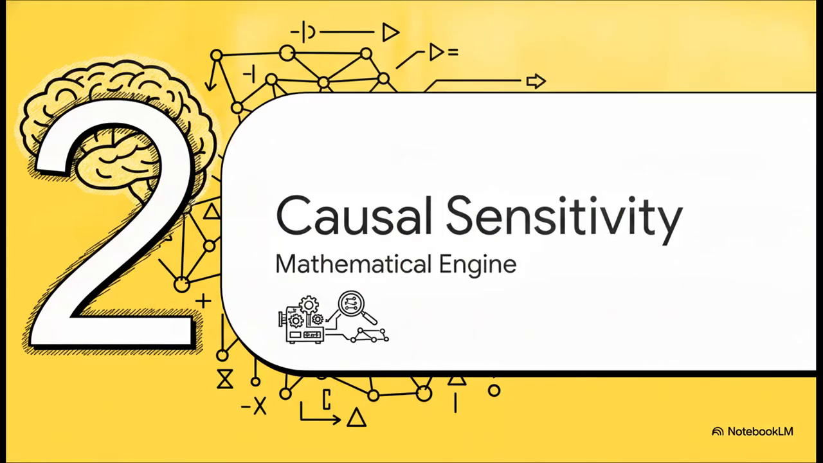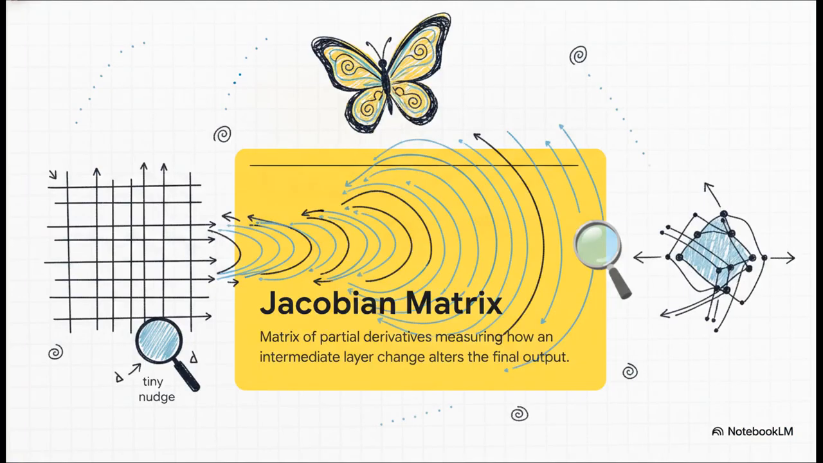Which brings us to Section 2, measuring causal sensitivity, the true mathematical engine running all of this. Now, what's really interesting about this is the core mechanism, the Jacobian matrix. If you remember your calculus class, a derivative just measures a rate of change, right? Well, the Jacobian matrix is a massive grid of partial derivatives that acts like a sort of butterfly effect calculator. It measures causal sensitivity. It's essentially asking, if I make a tiny, microscopic nudge to a mathematical vector in, say, layer 10, how does that mathematically ripple forward through all the subsequent layers to alter the final output token?